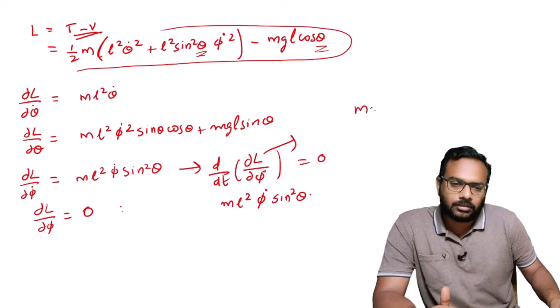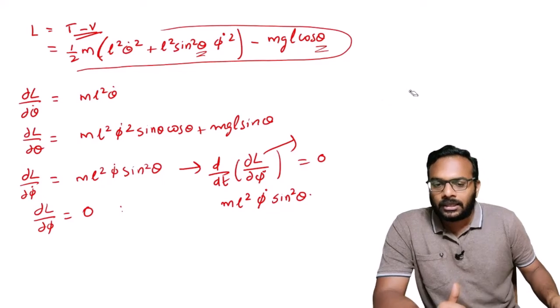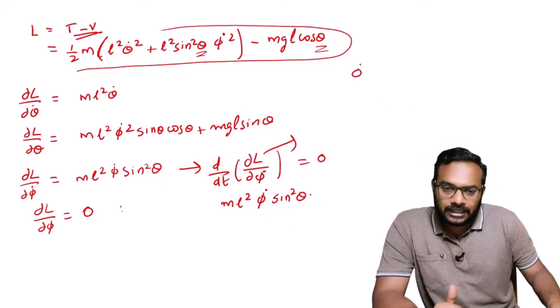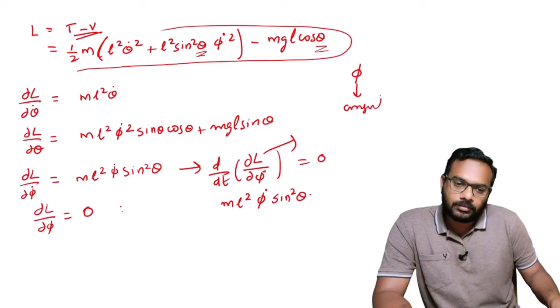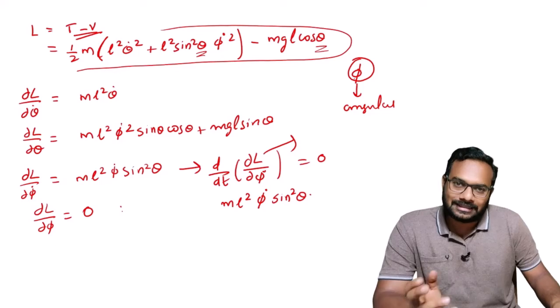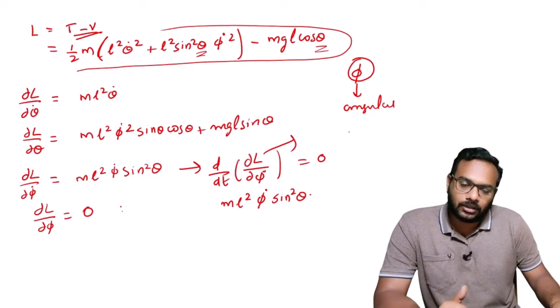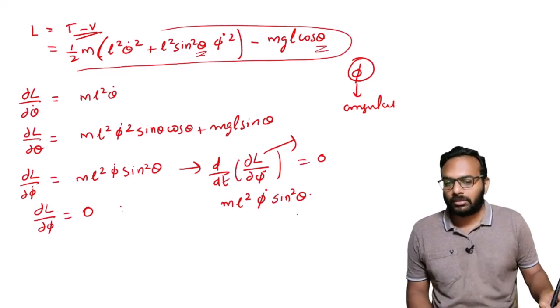We know that the angular momentum can be written as m r² ω, if you remember that. So if the generalized coordinate is an angle, the corresponding conjugate momentum is angular momentum. If the generalized coordinate you are talking about is an angle, then the corresponding conjugate momentum has dimensions of an angular momentum. The angular momentum is conserved.